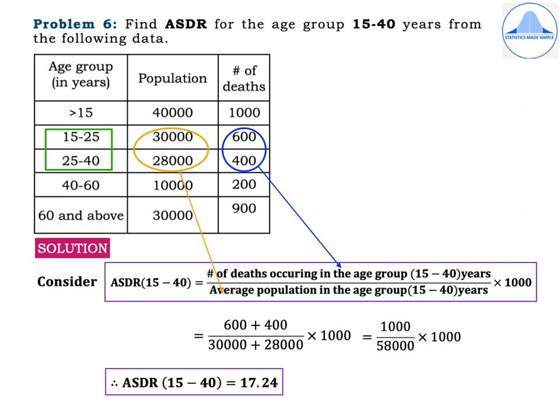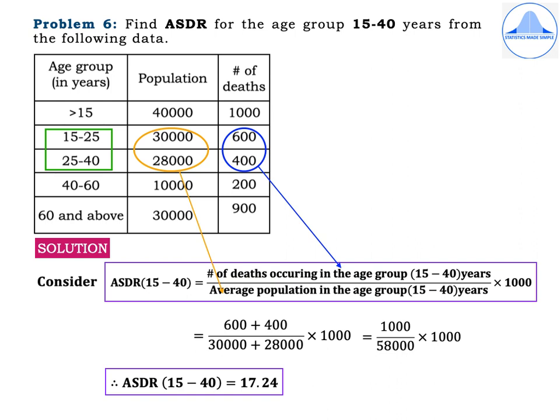The formula now is going to be specific to 15 to 40 years. So how do we write the formula? The formula will just have a small change. You can write ASDR, within brackets 15 to 40 years, which is equal to, now write number of deaths occurring in the age group 15 to 40 years divided by average population in the age group 15 to 40 years into 1000.